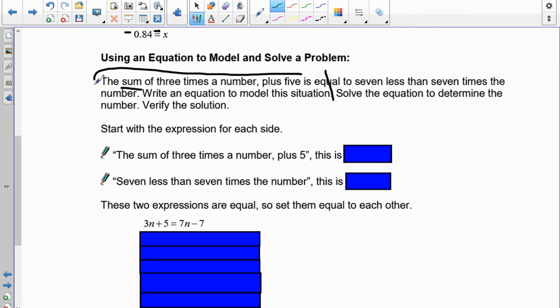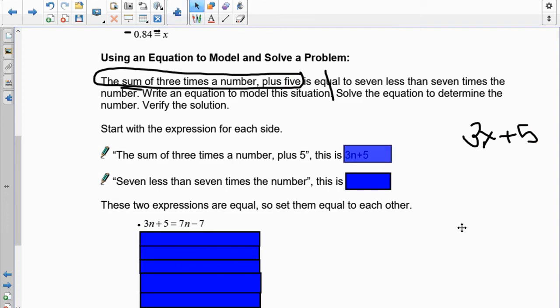So let's take a look at right here. Sum of 3 times a number. Well, 3 times a number is 3x, right? There's 3 times the number. The number is x. Plus 5. So my left-hand side looks like this. All right? And you can see right there, that's what it looks like. Now, having done that, I've got 3x plus 5. I guess I used an n here in my equation.